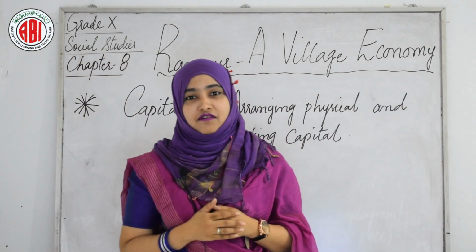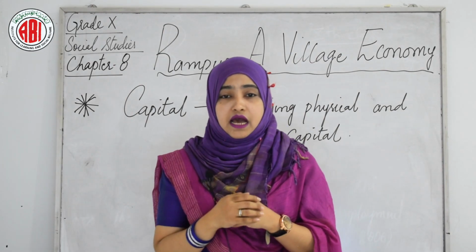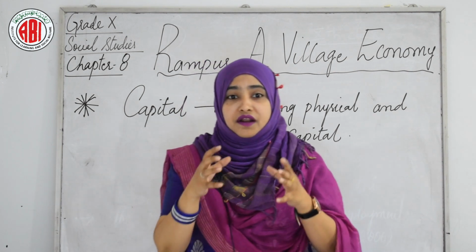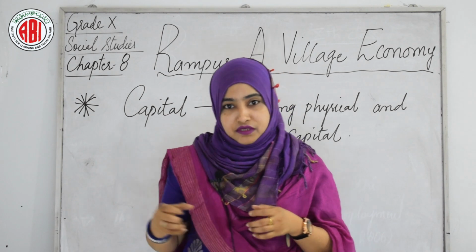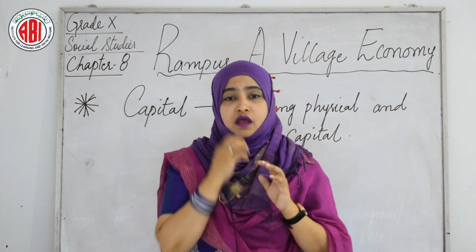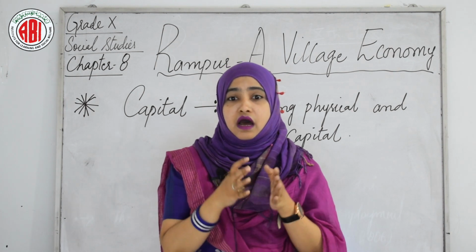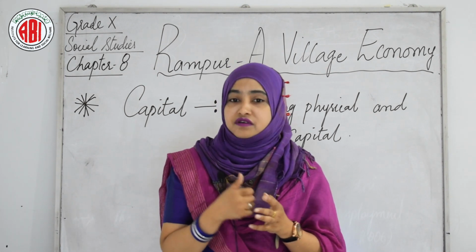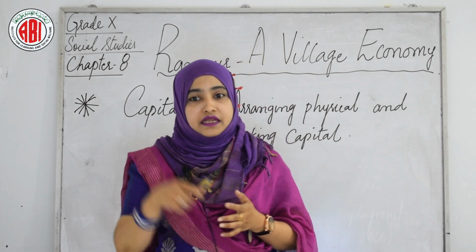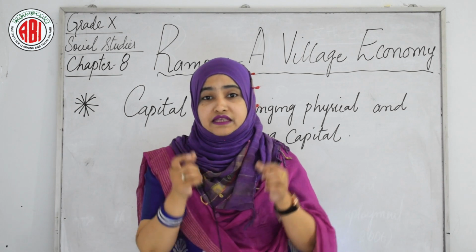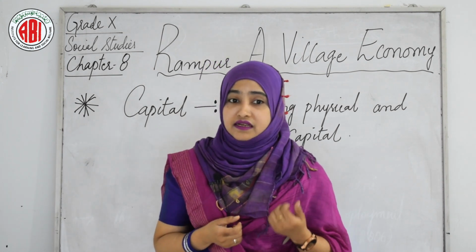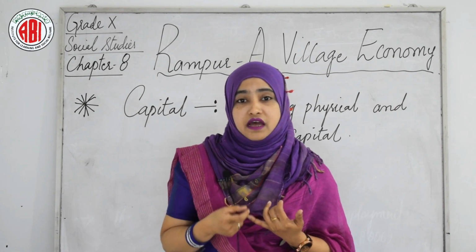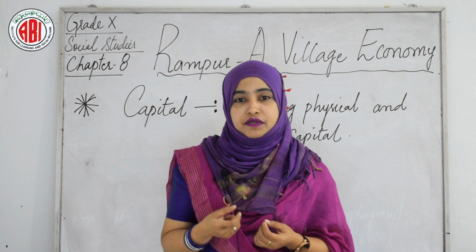After the labor for farm, now we will discuss capital: arranging physical and working capital. In this topic, we will see how the small farmers and the landless farmers arrange the physical as well as the working capital for farming. We have already discussed how modern farming involves high yielding variety seeds, assured irrigation, fertilizers, pesticides, etc. In turn, the farmers require a sufficient amount of capital for production. So that is money. Let's see how the farmers arrange for it.